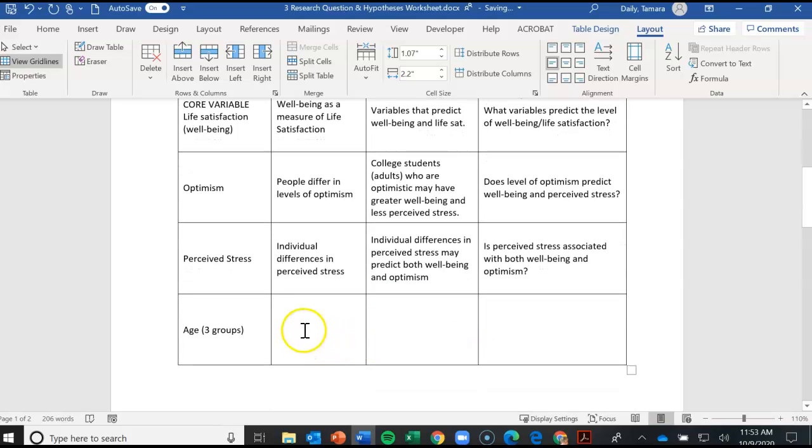Now my third variable is a categorical variable about age. And an observation you may have made in your own life: do people who are younger seem to differ in both their optimism and their response to stress? Do they differ in their sense of well-being? So I might be interested from a developmental standpoint in how people change.